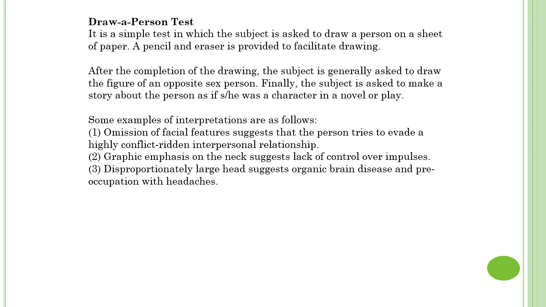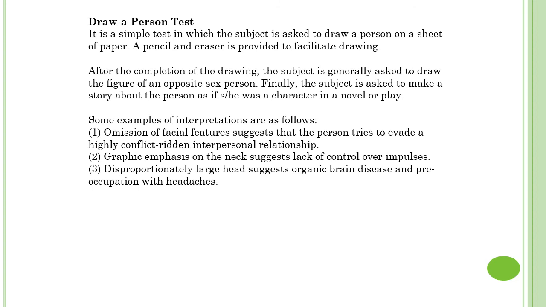Number two, graphic emphasis on the neck suggests lack of control over impulses. So if the drawing depicts the facial features, and then there is this long neck, and the neck has been highlighted too much, it suggests that there is lack of control over impulses.